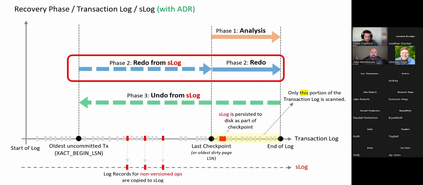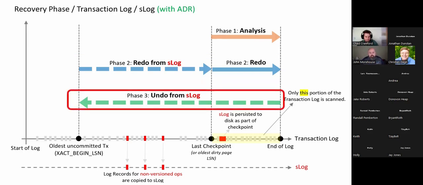And because we're only doing that redo from that last checkpoint, then we can just undo everything else from the S log. So it just turns around and goes from the end of the log all the way back to the oldest committed transaction, but it's only the S log. Because the S log only contains non-versioned operations, the number of operations in the S log is very, very minimal. It's not a lot. And so that phase 3 operation is pretty quick.